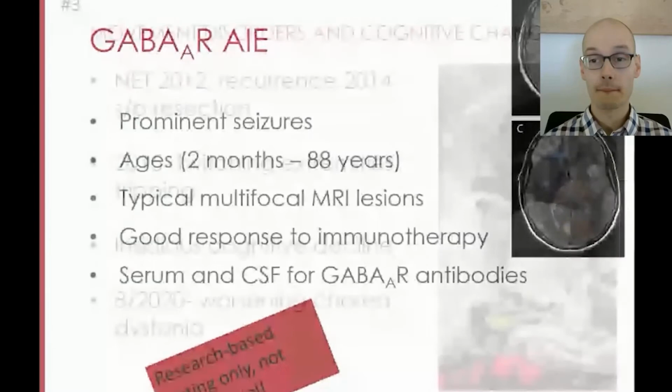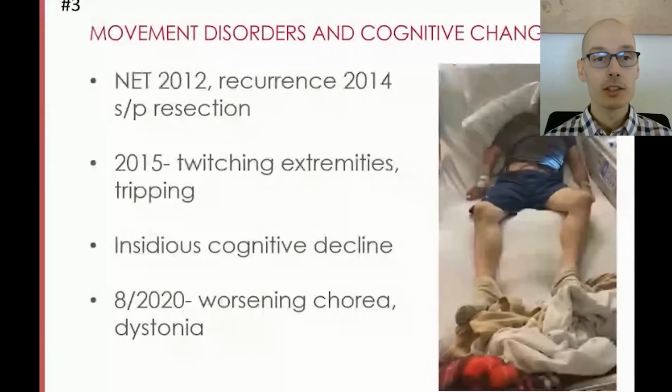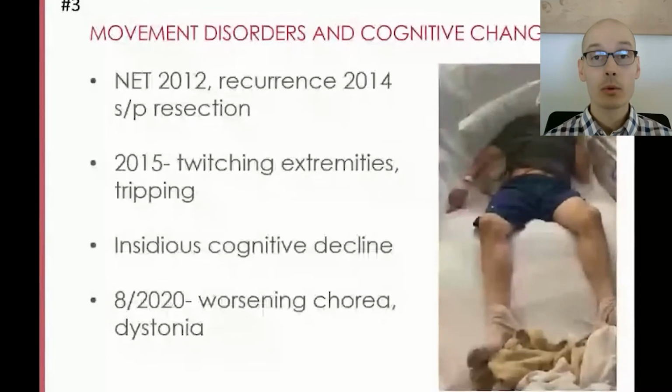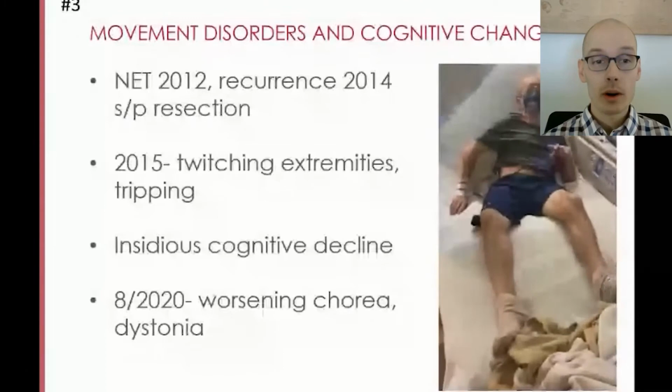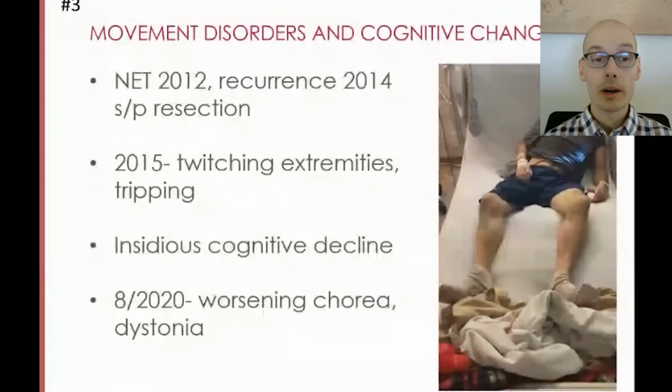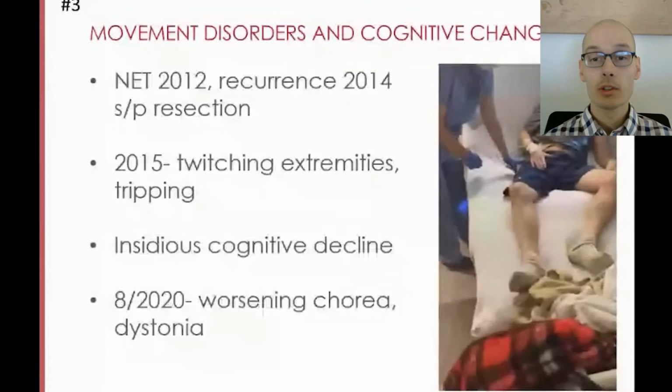Okay, I'm going to play this case. This is a case of a gentleman who presented with a neuroendocrine tumor, small bowel tumor, with recurrence 1 year later, 2 years later, and resection after that, which was thought to be in remission after that point. In 2015, he develops a nonspecific twitching and tripping. Sometime thereafter, he had an insidious cognitive decline, but really things started up in August of 2020 when he had worsening choreoathetoid movements, dystonia, which you see in the video here, these writhing movements.